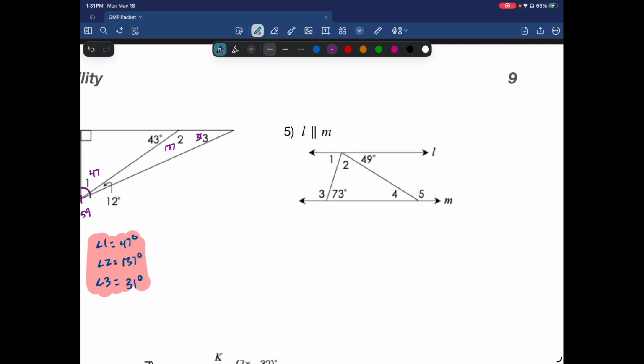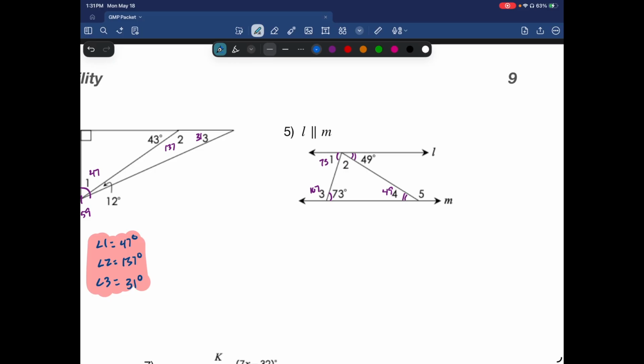All right, so these two lines are parallel because it tells us that. Because of that, we know that these two angles are the same because they're alternate interior. So 1 is 73. We know that 49 and 4 are the same, so this is going to be 49. We know that 180 minus 73 is 107, so that's that. And then we know that the inside of a triangle adds up to 180.